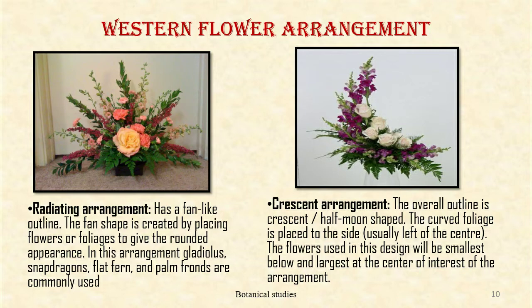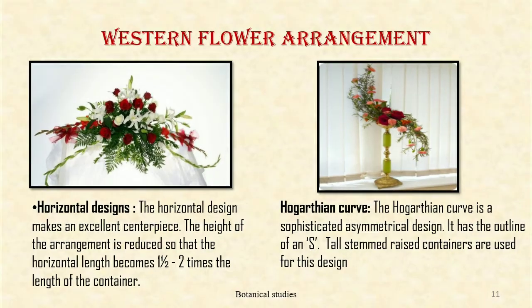Crescent arrangement. The overall outline is crescent or half moon shaped. The curved foliage is placed to the side, usually left of the center. The flowers used in this design will be smallest below and largest at the center of interest of the arrangement.